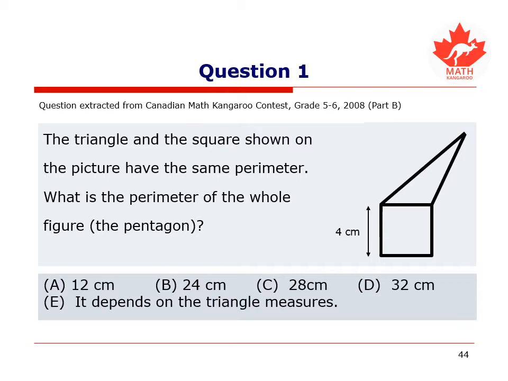With question 1, we're told that the triangle and the square shown in the picture have the same perimeter. What is the perimeter of the whole figure, that of the pentagon? We are given some possible choices for answers. A is 12 centimeters, B is 24, C 28 centimeters, D 32 centimeters, and E, it depends on the triangle measurements. So take a moment and think about the problem and then return for the solution.